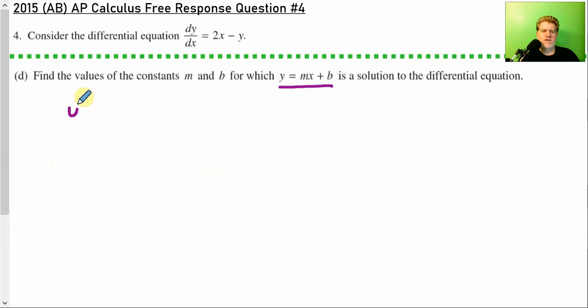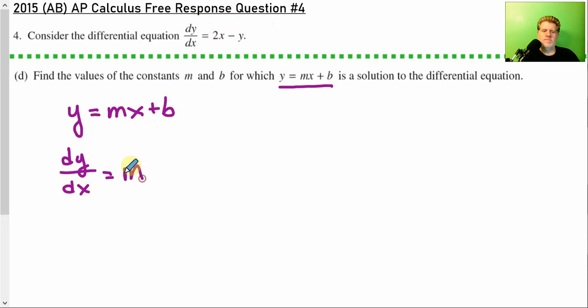I know that my equation that I want to find is y equals mx plus b. Now typically what I'd want to do is solve this differential equation and do all kinds of things. I can't really solve it. And I don't have to solve it. Because here's what I know. If I want to know if this is a solution to that equation, if I take the derivative of this equation, I end up with m. Which kind of makes sense. If you have mx plus b, the slope is m.